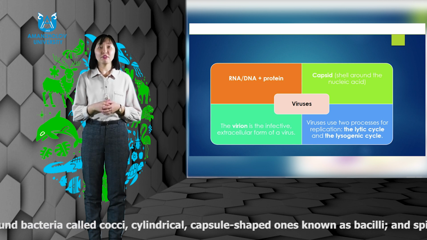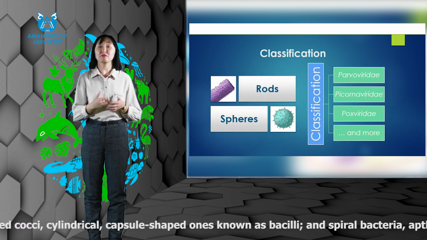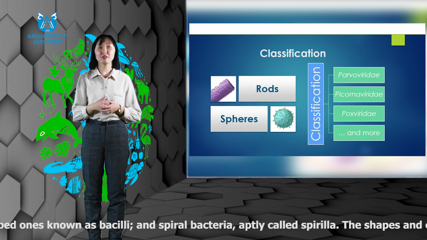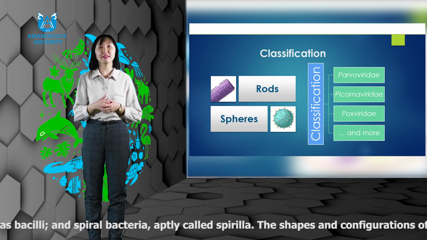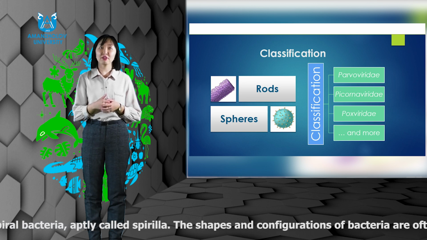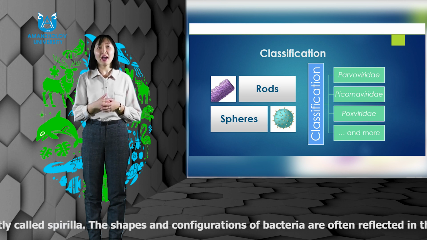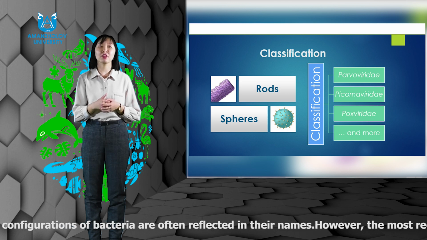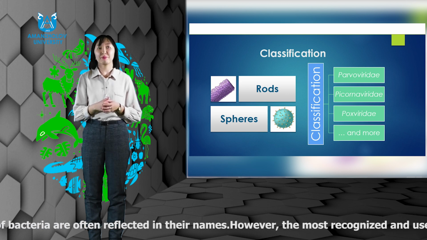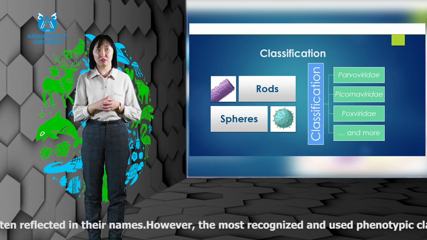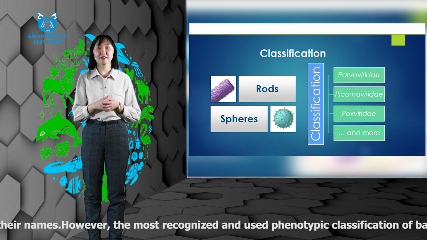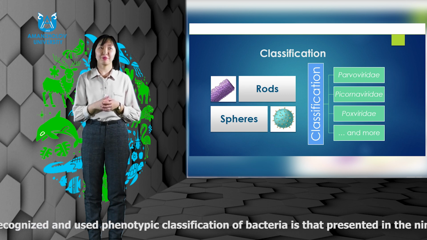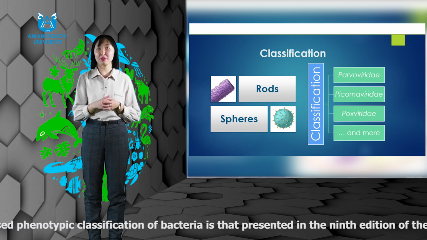About reproduction, viruses use two processes for replication: the lytic cycle and the lysogenic cycle. Some viruses reproduce using both methods, while others only use the lytic cycle. In the lytic cycle, the virus attaches itself to the host cell and injects its DNA. Using the host cellular metabolism, viral DNA begins to replicate and form proteins. Then fully formed viruses are assembled. These viruses destroy or lyse the cell and spread to other cells to continue the cycle. And about classification, viruses occupy a special taxonomic position.